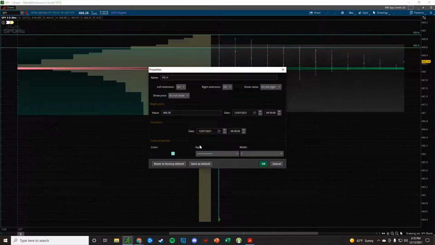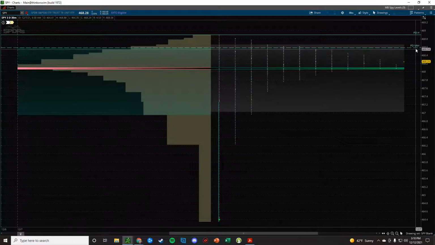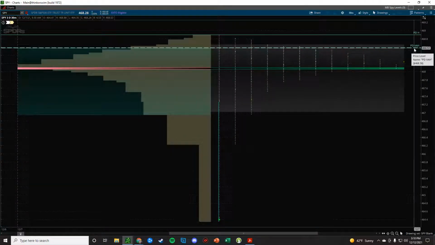We're going to edit it. We're going to make this a checked line. And we're going to change this to PD value area high. And now, boom, previous day, value area high.